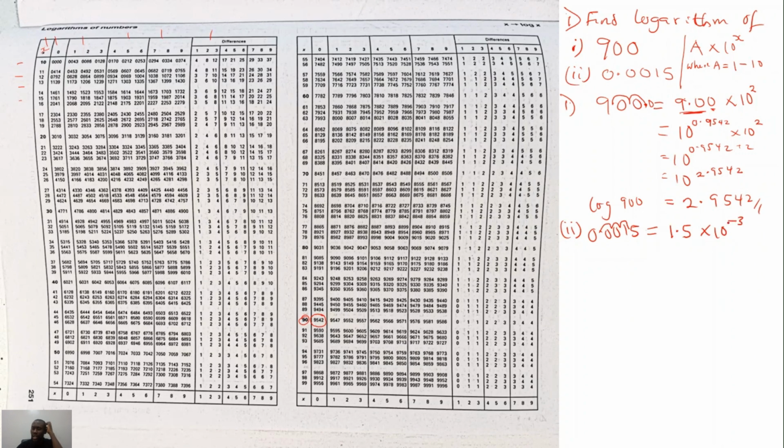The reason why it is minus is because we are carrying the point towards the right. That's why it's minus. If we are carrying it towards this direction, it will be plus.